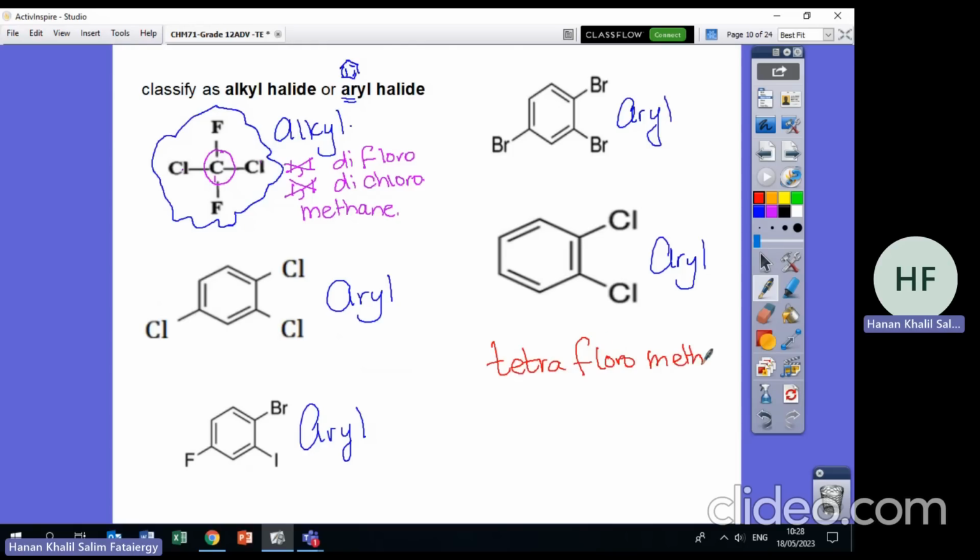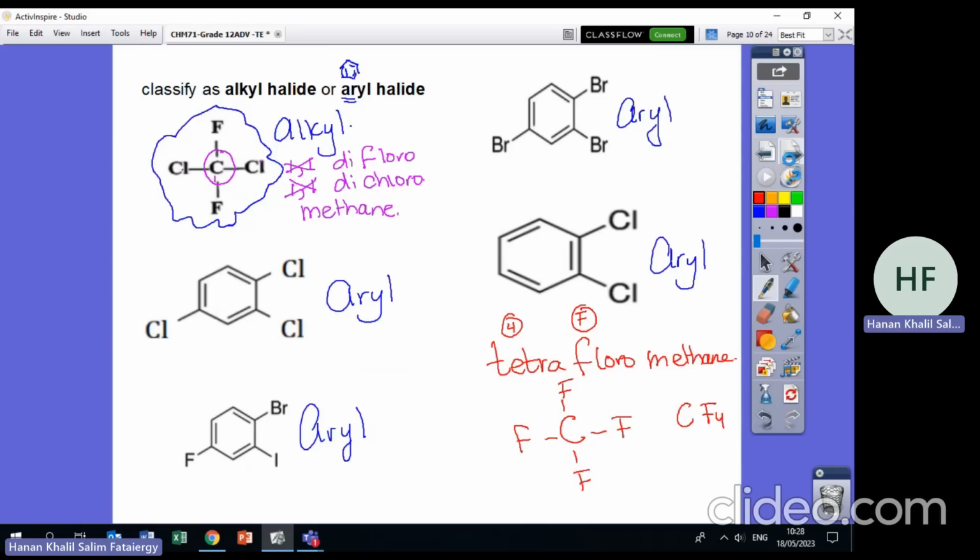tetrafluoromethane. Do you think this is confusing? How do you draw tetrafluoromethane? When I say tetrafluoromethane, first of all, methane is 1 carbon. Tetra means 4. Fluoro means F. So I will put F, F, F, F. Do I need any hydrogens? Of course not. Why? Because the carbon already has 4 F. So the formula is CF4. This one has no hydrogens. Okay?